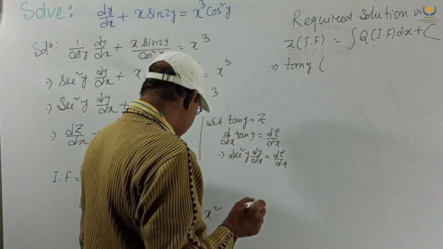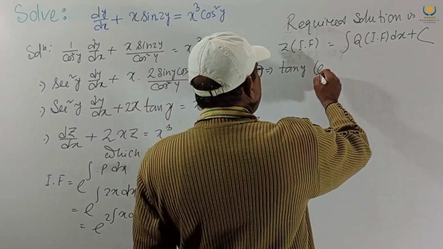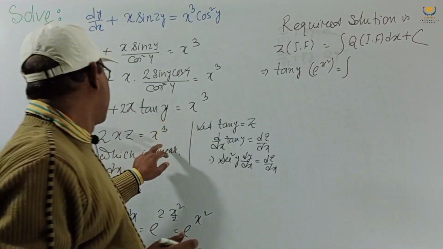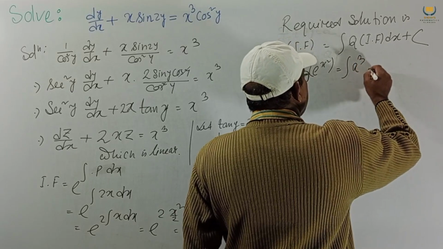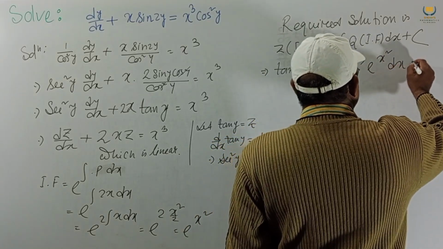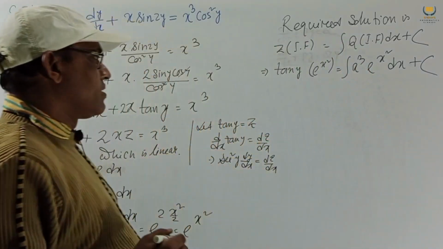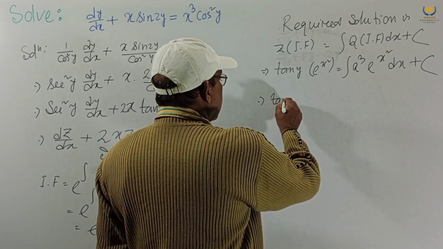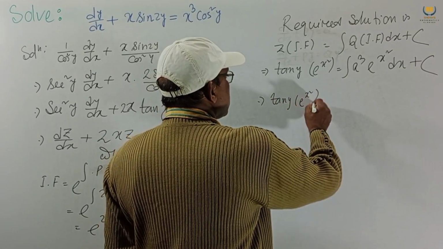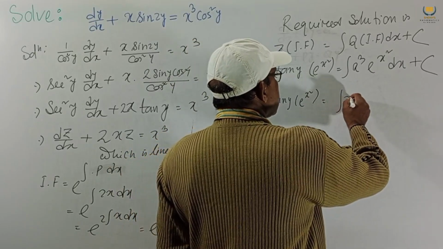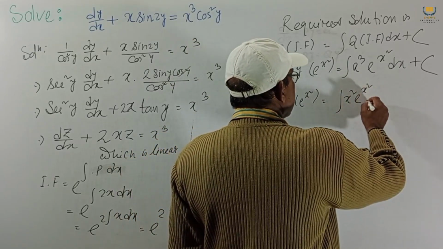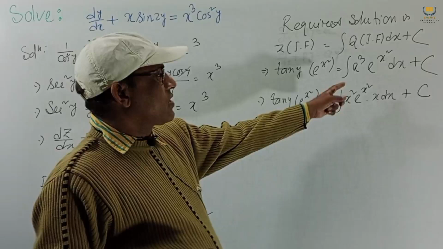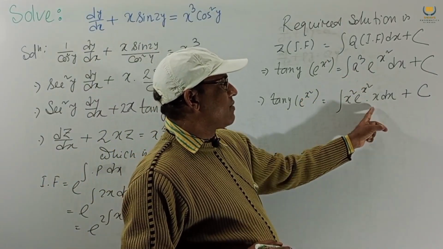Z means tan y, so we get tan y, and IF means e to the power x square. Q means x cube. So tan y e to the power x square equals integral of x cube e to the power x square dx plus c. We can write this as x square e to the power x square x dx plus c. So x cube we write as x square and x.